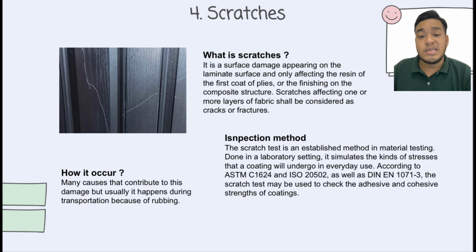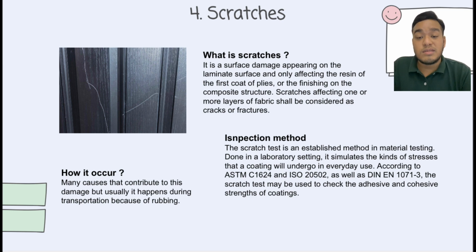What are scratches? It is surface damage appearing on the laminate surface and only affecting the resin of the first coat of plies or the finishing on the composite structure. Scratches affecting one or more layers of fabric should be considered as cracks or fractures. How do the scratches occur? There are many causes that contribute to this damage, but usually it happens during transportation because of rubbing.